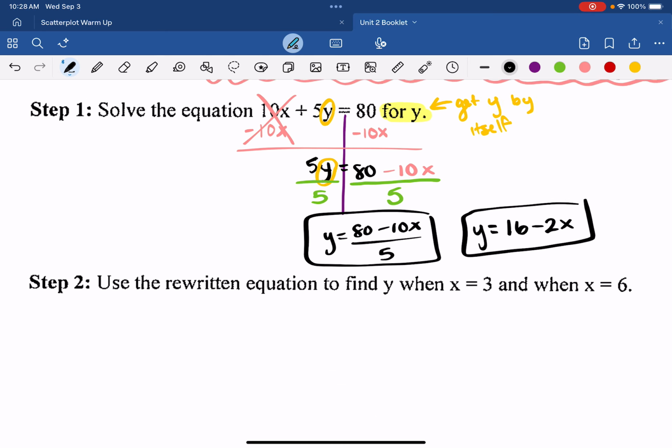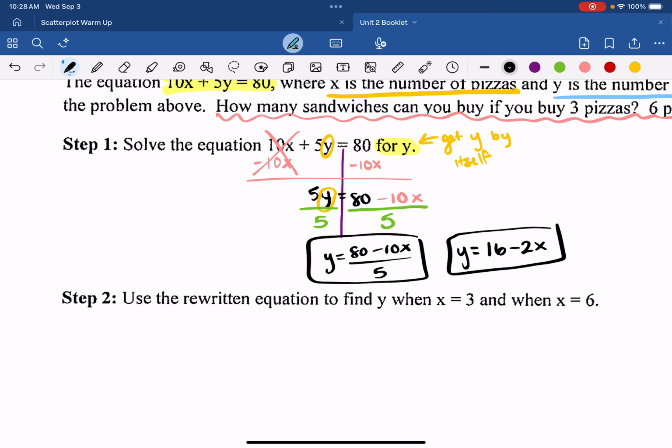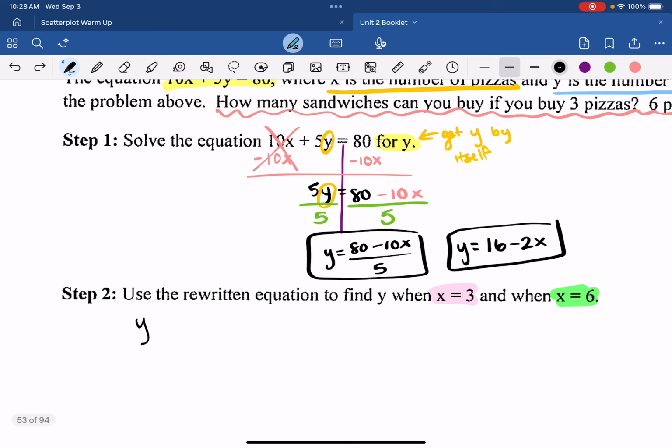All right, so that's the first part, is solving for our equation. Now, it says use the rewritten equation to find when x equals 3 and when x equals 6, okay? So now I'm going to use my literal equation from above, and I'm going to bring it down below. So I've got y equals 16 minus 2x. Now pause. I'm being asked to solve for certain things.